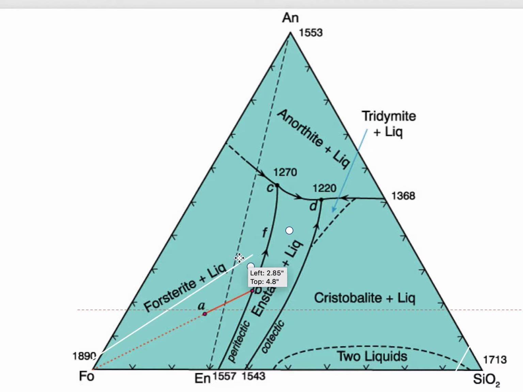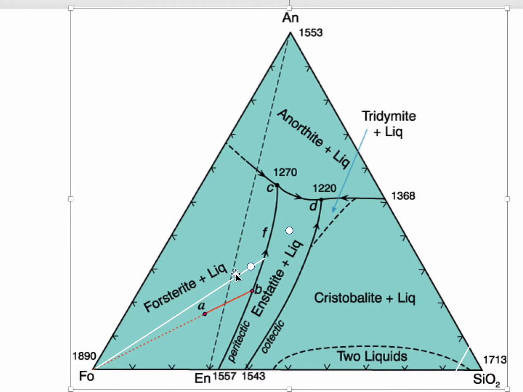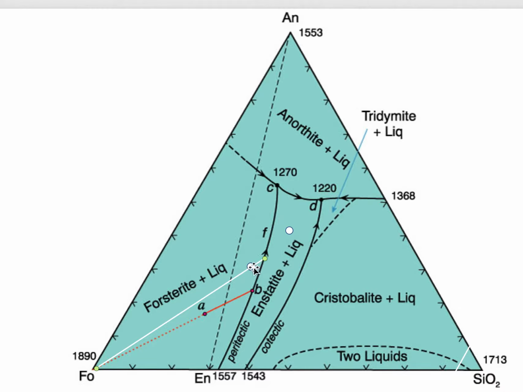So what will happen there? Well, we'll draw a line. Let's see if we can get this to work. We want it to emanate from that forsterite apex, and that will be the guide. That will guide us to where that liquid will travel. So we have a liquid that starts here at the white circle. It's going to move away from forsterite towards this peritectic curve here.